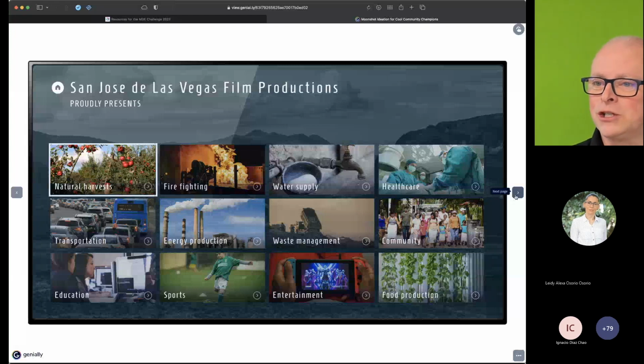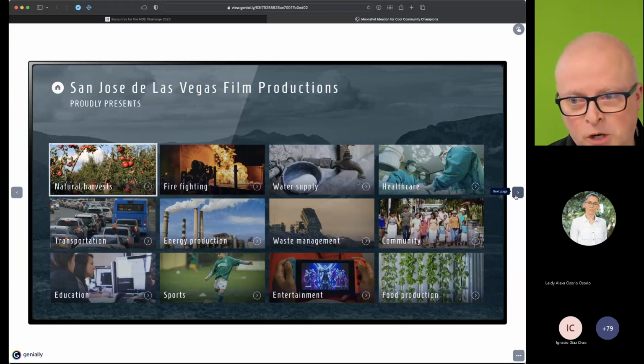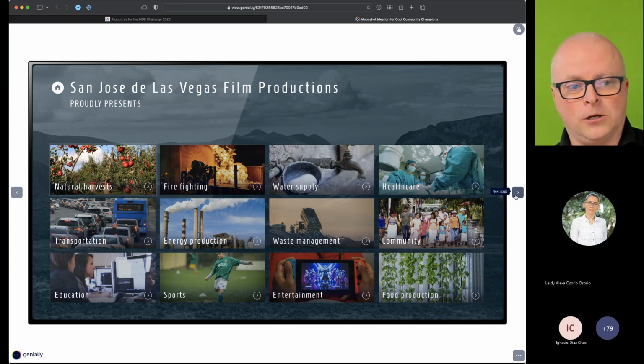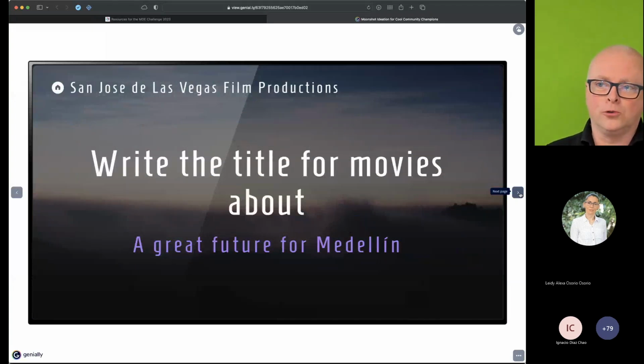So as you see here on my screen, we are all about everything in life, really, making the future better. And when it comes to the food that we have access to, protecting ourselves from fire, keeping our drinking water clean, healthcare, having good doctors around, waste management, keeping a happy community, having sports activities, good education, not too much transportation and wasted time. I think we're not doing so well always on that, etc. So we are producing all sorts of films, all sorts of movies, and you will be creating some titles for our new movies. Now, the first exercise we're going to do now is that each of you will write the title for a movie which is generally about a great future for Medellin.